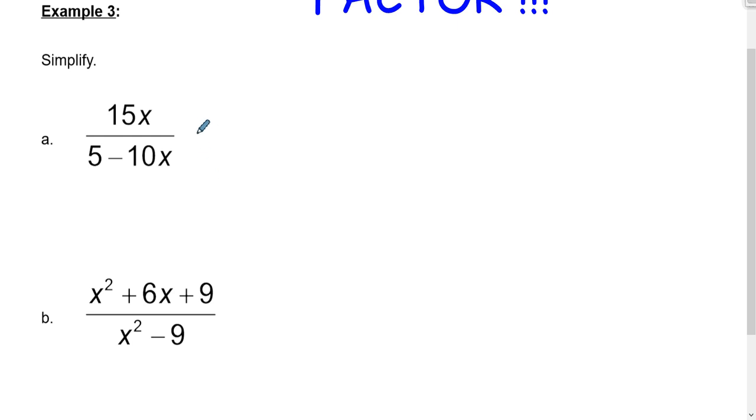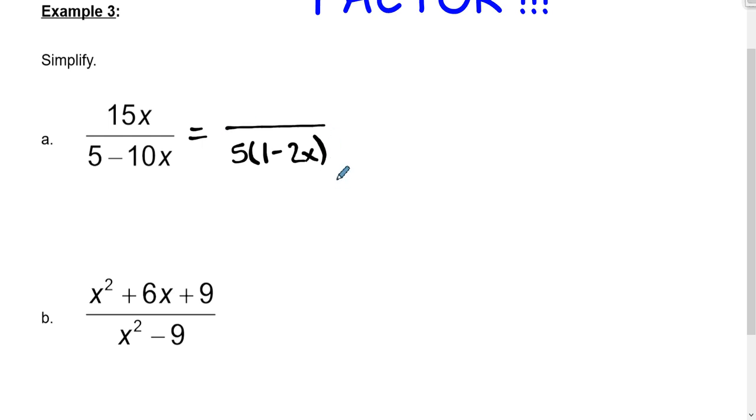So first off, if I look at example 3a, I'm seeing the numerator is 15x, so that's a monomial, can't really factor it. I'm looking at the denominator, that's 5 minus 10x, that's a binomial, so maybe I can factor that. What could I maybe factor out of the bottom? Well, the GCF, 5 and 5, okay? This is just one 5, but this one is two 5s. So if I factor out a 5, I had one of them here, but then two of them here, okay?